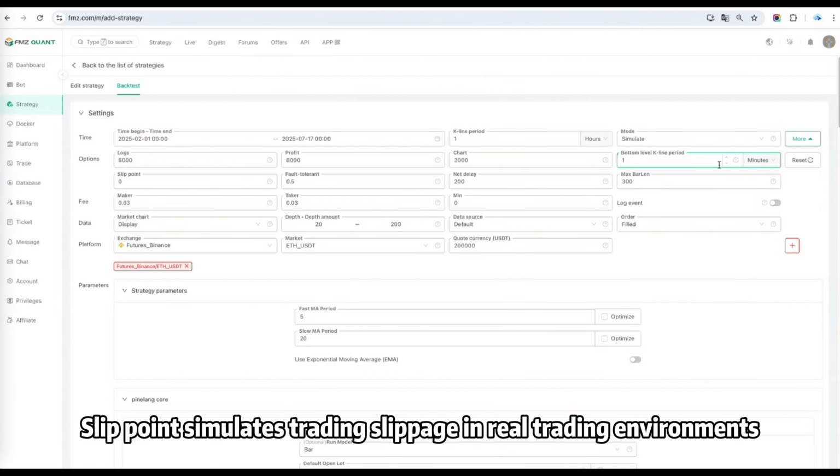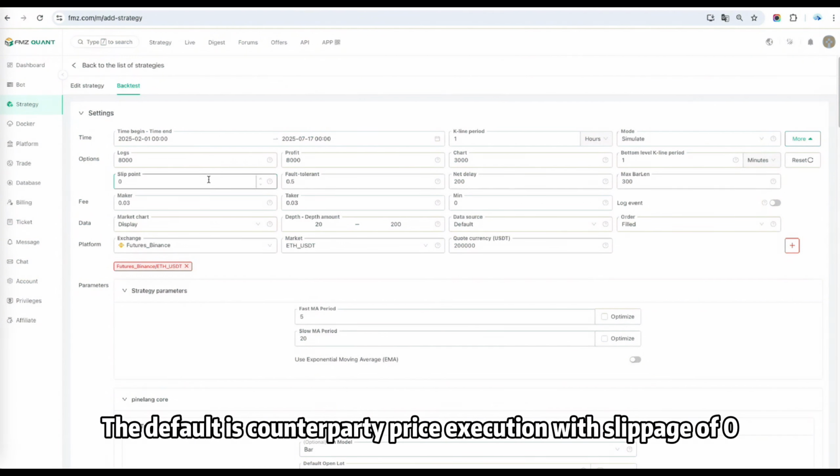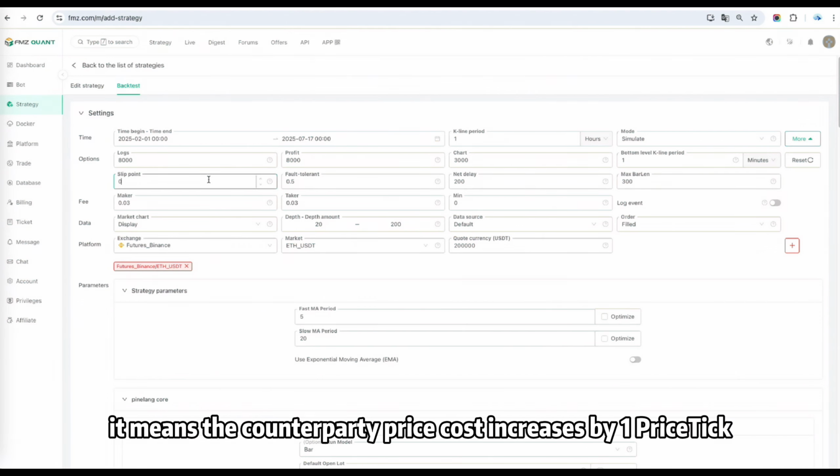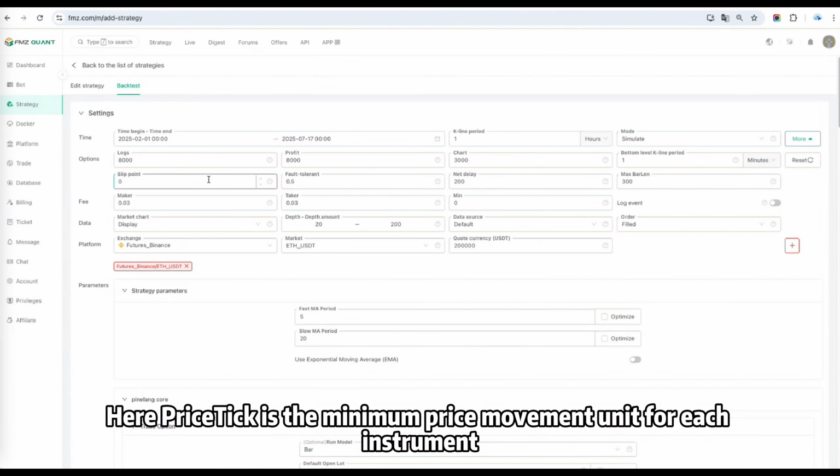Slip point simulates trading slippage in real trading environments. The default is counterparty price execution with slippage of 0, representing an ideal no-slippage environment. If set to 1, it means the counterparty price cost increases by 1 prestick. Here prestick is the minimum price movement unit for each instrument.